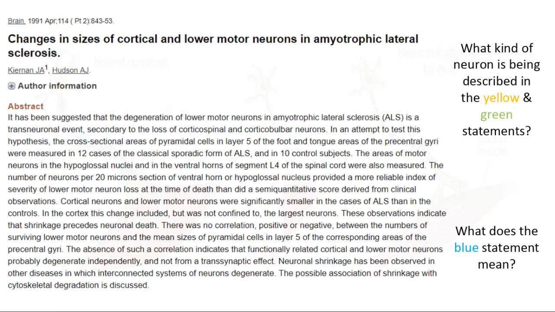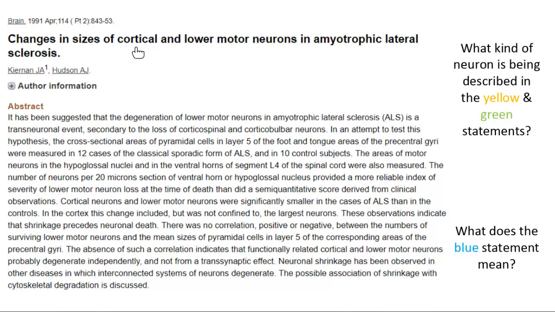So we did an activity in class together. We talked a little bit about this article here. This is, at this point, a really old article, like 30 years old now. It's one of the seminal articles in the field, one of the first articles in studying ALS. The goal of this study was to look at the sizes of the cortical motor neuron and the lower motor neuron.